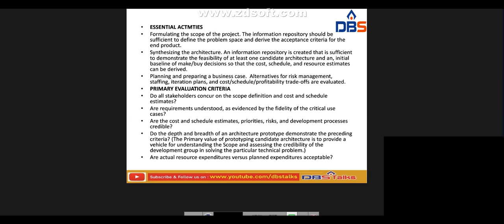So it is the main thing: the primary value of prototyping a candidate architecture is to provide a vehicle for understanding the scope and assessing the credibility of the development program. And also our actual resource expenditures versus planned expenditures are assessed. So in the primary evaluation criteria, first of all we have to define what process is going on, how to estimate the particular system, what the scope of the system is, and what processes will be done, okay. Everything we have to assign.